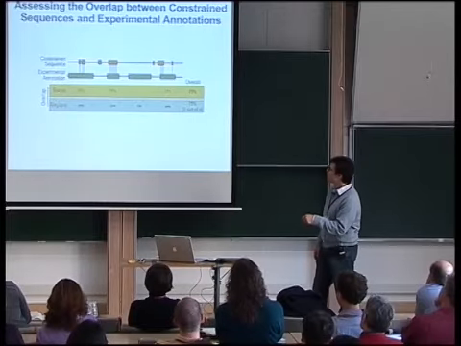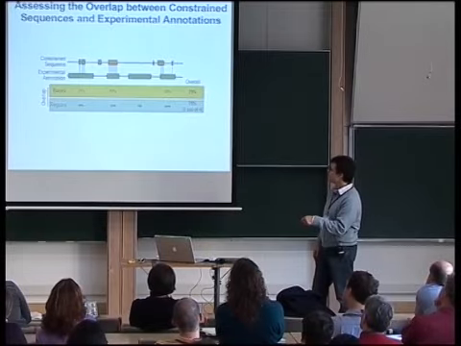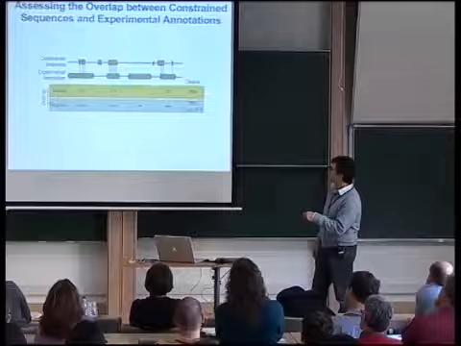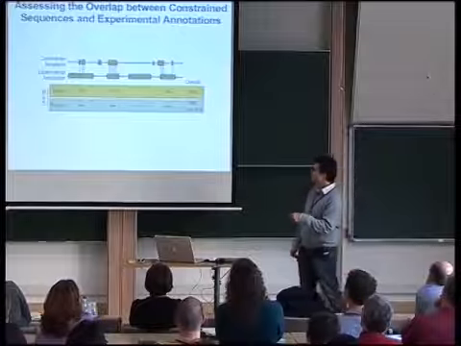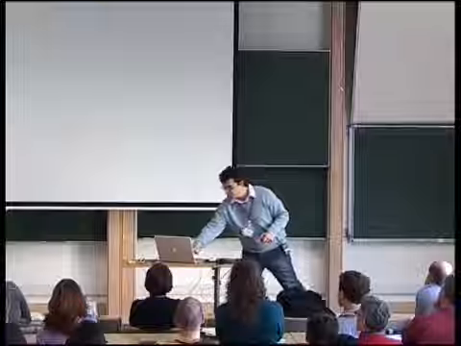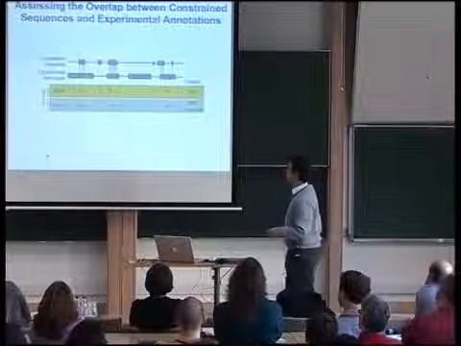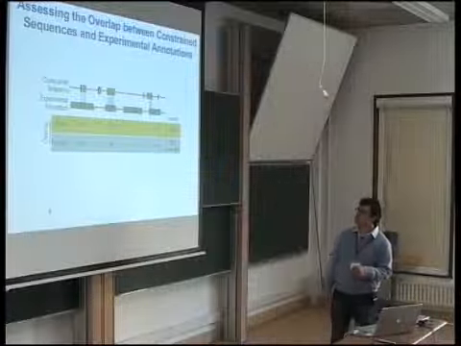But we can also do a binary yes-no. And this we found to be quite revealing, in that for this hypothetical example, you can see that 3/4, or 75%, of these experimental annotations show up as being evolutionary constrained. And so how did we determine the overlap here?